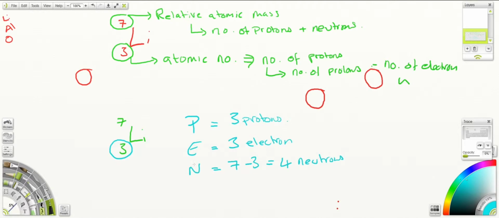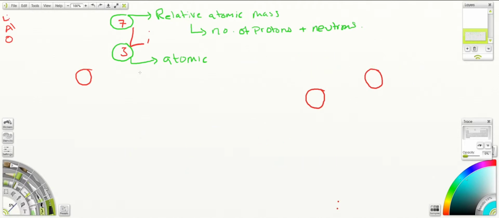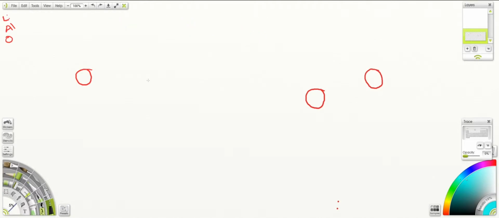Right, PEN. Now, let's look at the next one, which we said we're going to do, which is aluminium. So aluminium has a top number of 27 and a bottom number of 13. Now, where am I getting this, guys, from? It's from the periodic table. Okay, I do not know all of this by heart. Everyone's using the periodic table. So let's take a look at this one here.